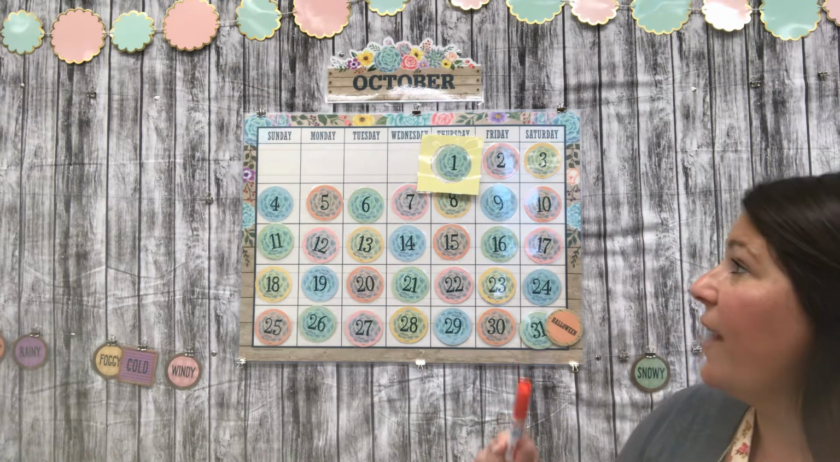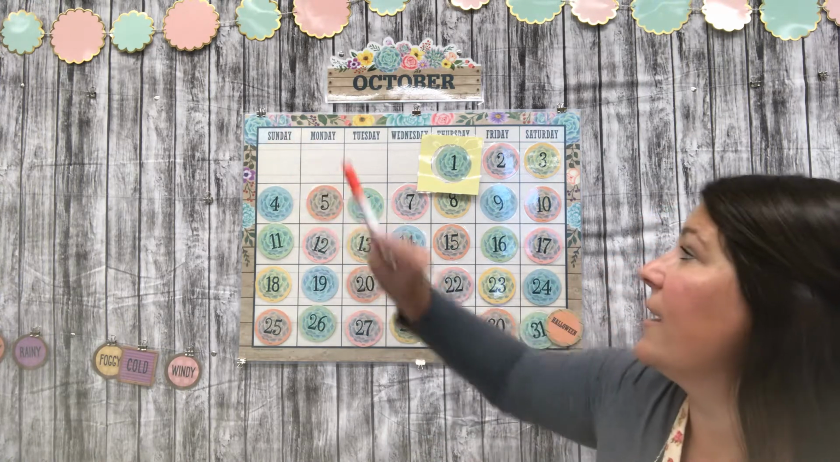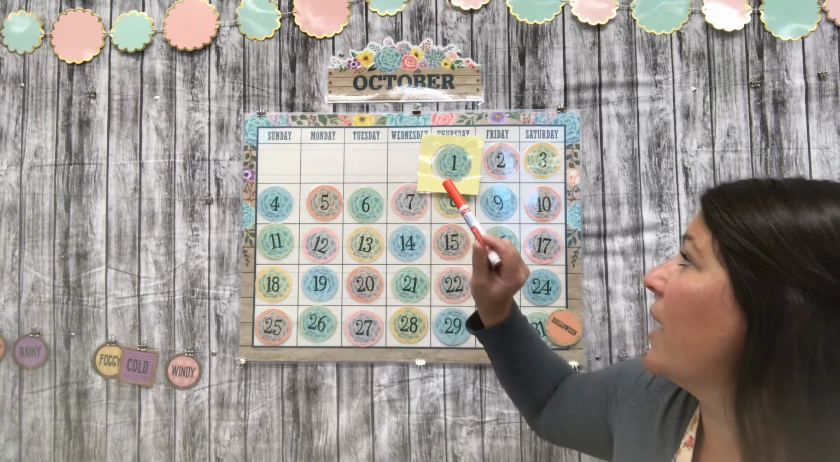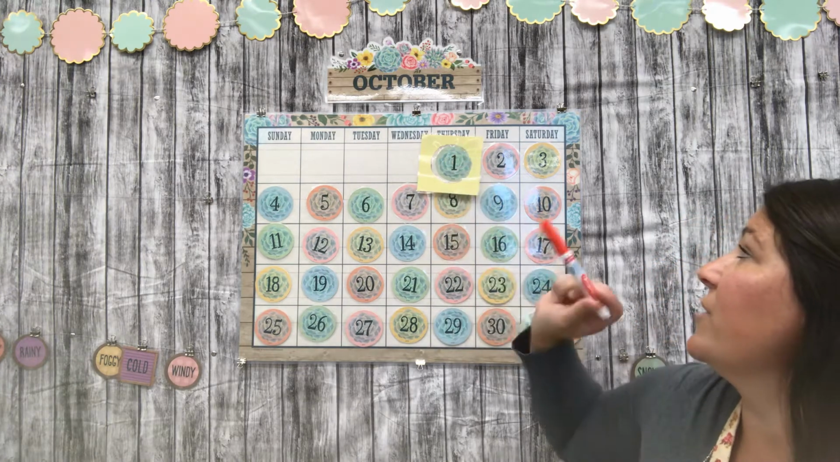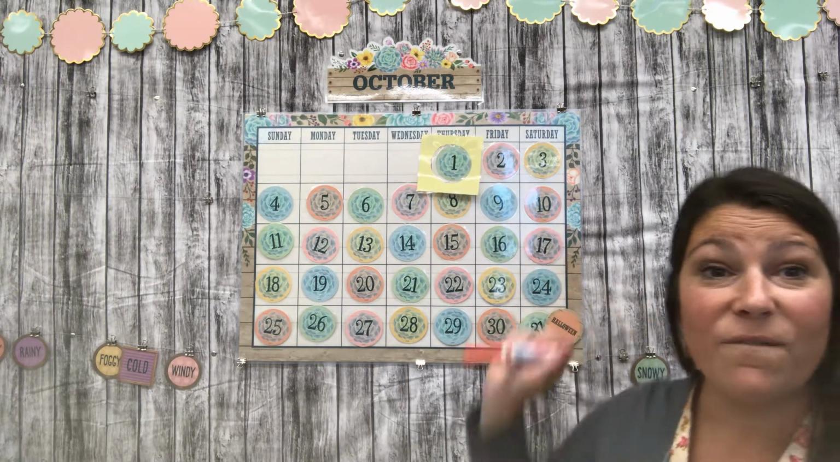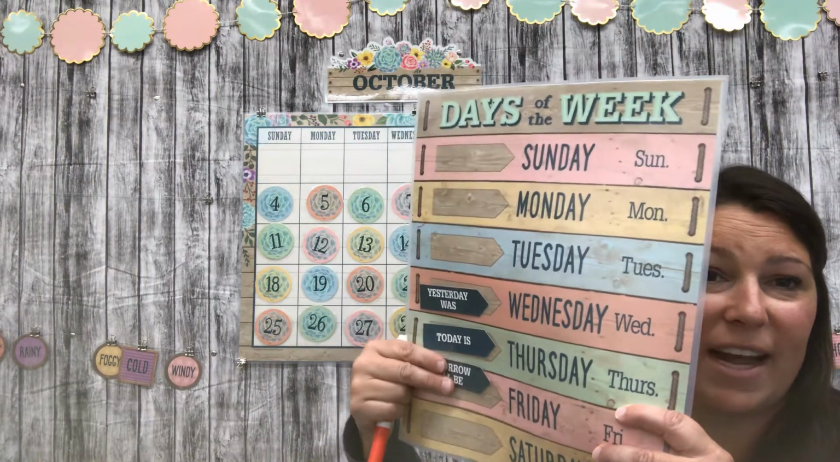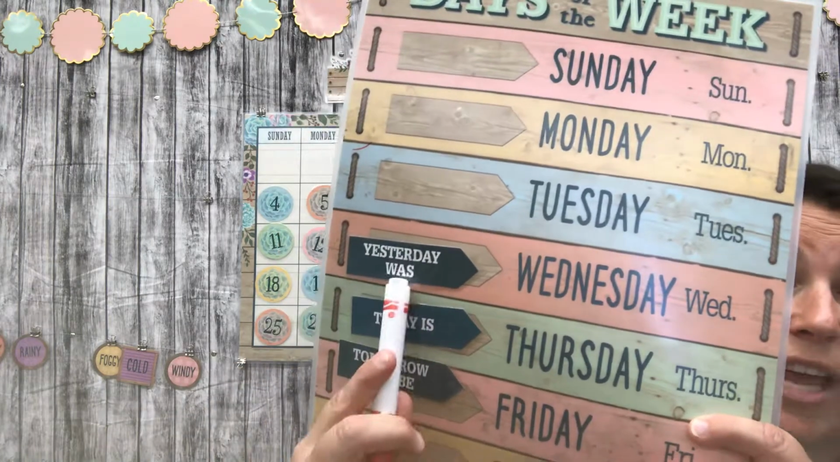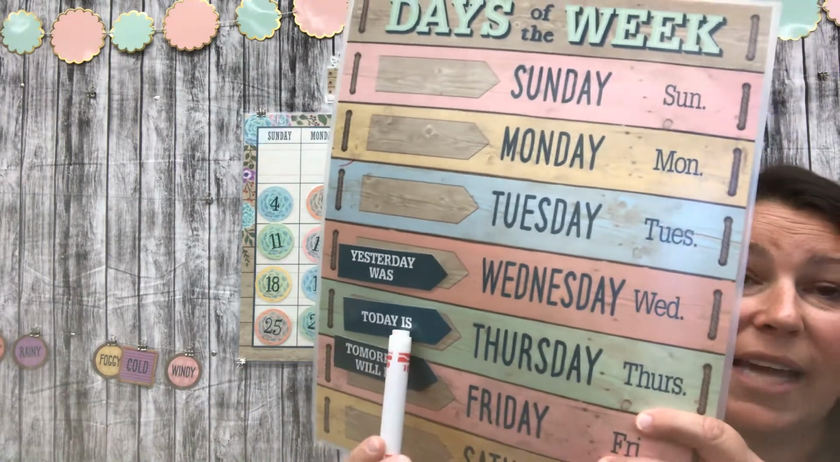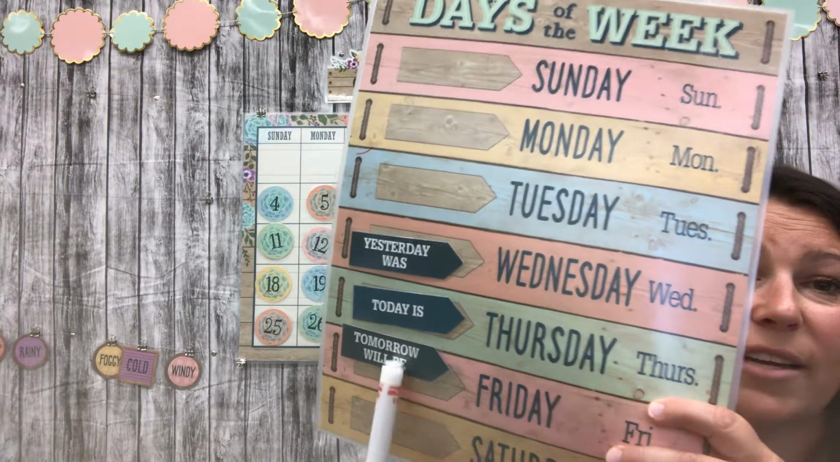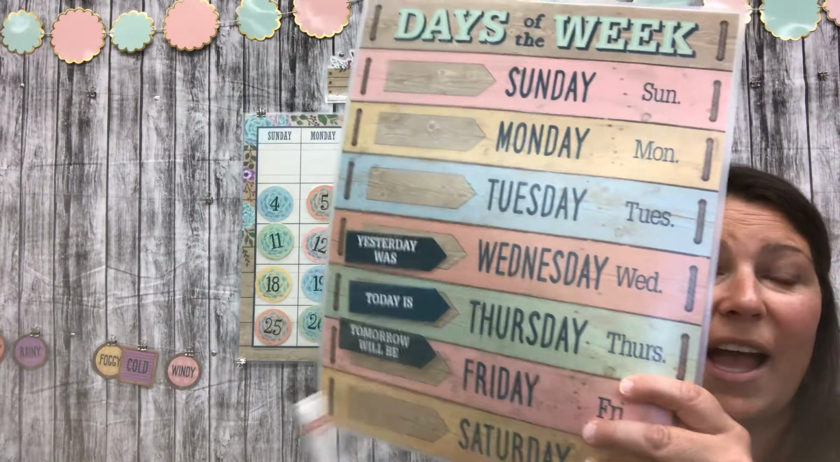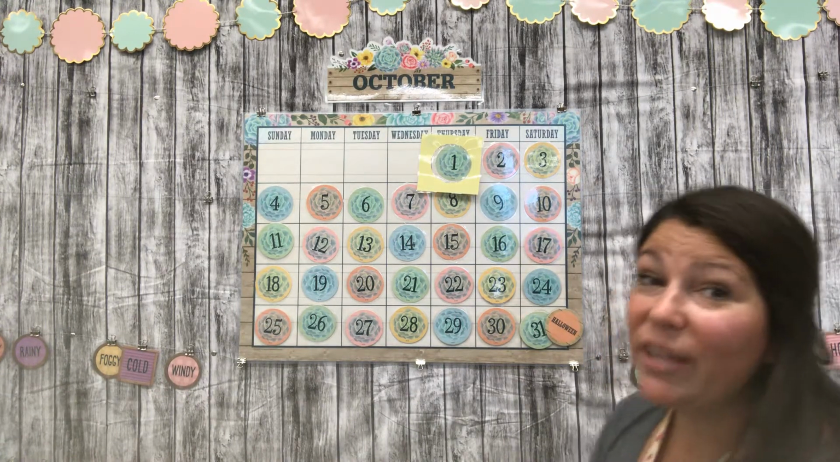Let's work through it together. Ready? There's Sunday and there's Monday, there's Tuesday and there's Wednesday, there's Thursday and there's Friday. Is that what you said? Tomorrow's Friday. Yay! We love Fridays. So yesterday was Wednesday. Today is Thursday. Tomorrow will be Friday.